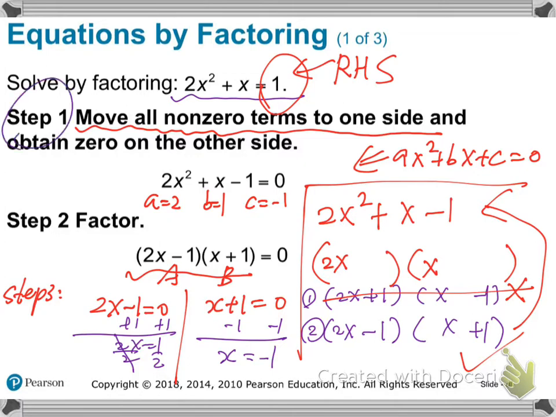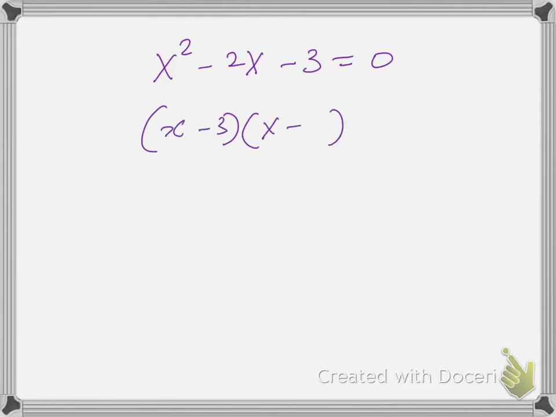Step 1 is very important. You have to make sure the right-hand side, or one side of the equation, is 0. Now let's look at one more example. We have x squared minus 2x minus 3 is 0. First you try to factor the left-hand side, the non-zero side. Draw an arrow: x minus 3, x plus 1. So you can factor that.